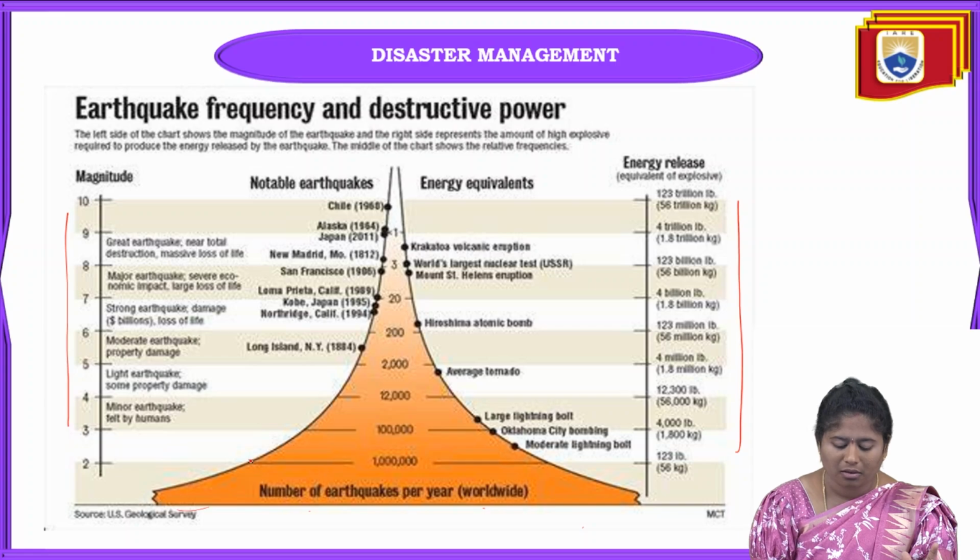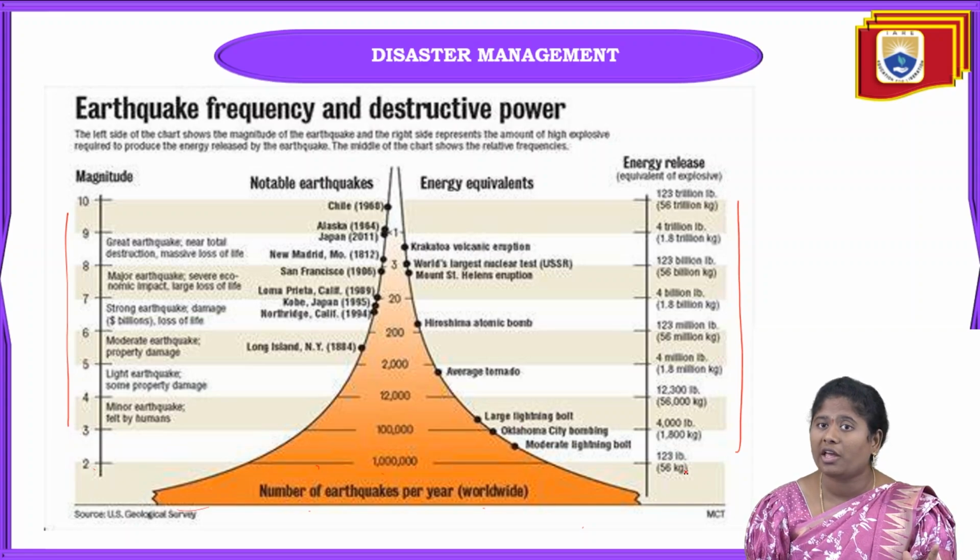Here you can see, when these two magnitudes occurred, almost 1 crore of earthquakes occur, not only in some area but worldwide, per year. And how much energy is released? Only 58 kg of energy, which is equivalent to these explosives also.